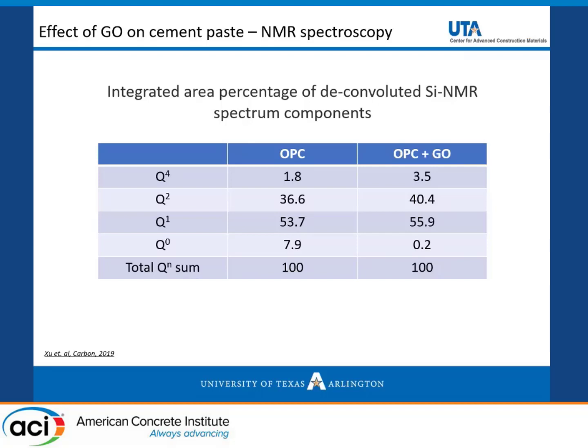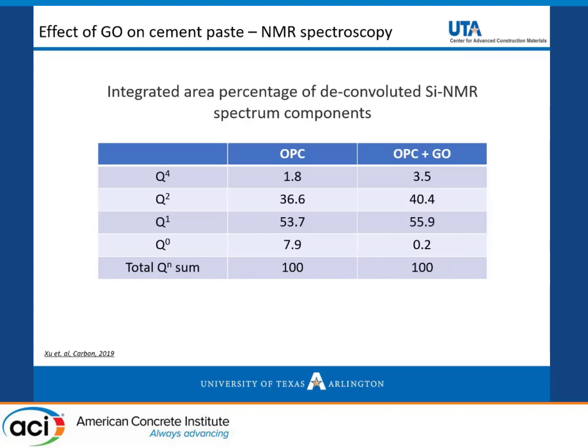This is ordinary Portland cement plus GO, and measuring the polymerization of calcium silicate hydrate. Those who are familiar know Q4, where the tetrahedra chain is 4 long, is the most polymerized. You never see that in normal Portland cement, and you can see that OPC plus GO has quite a bit of this. So addition of GO increases the polymerization of calcium silicate hydrate.